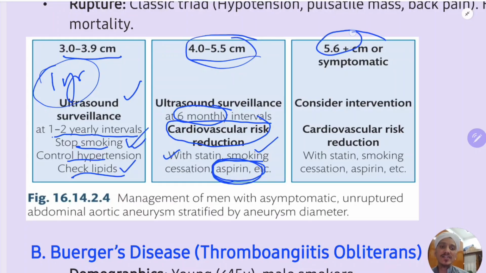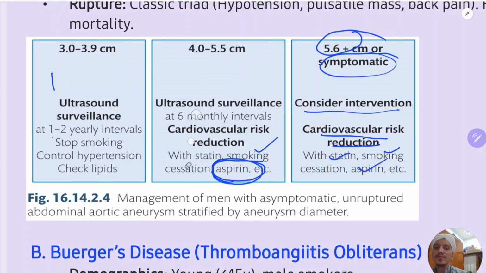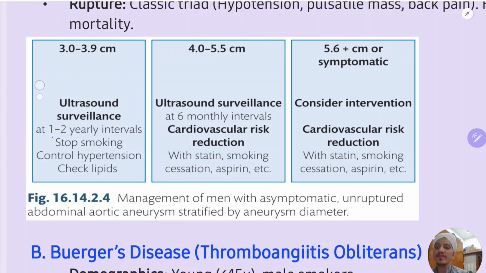If it is more than 5.5 centimeter, or if the aneurysm is ruptured, or it is symptomatic, then consider intervention. Till then, you should have again the same cardiovascular risk reduction: statin, smoking cessation, and aspirin. This is the management of men with asymptomatic unruptured abdominal aortic aneurysm stratified by aneurysm diameter. Okay, so that's how you manage abdominal aortic aneurysm, which is also a part of peripheral vascular disease.